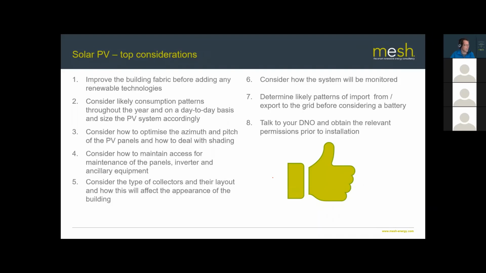Consider the type of collectors and their layout and how it affects the appearance of the buildings. I haven't touched on this, but there is some guidance from the Campaign for Rural England about how to lay PV panels out for the nicest aesthetics. Consider how the system will be monitored, because as I talked about before, monitoring is really good from a maintenance point of view. Then consider patterns of import and export from the grid before you consider a battery. Work out how that's going to be, and make sure you've got any DNO permissions that you need, so you don't end up with a very expensive bill for reinforcing the electricity network that you weren't expecting.